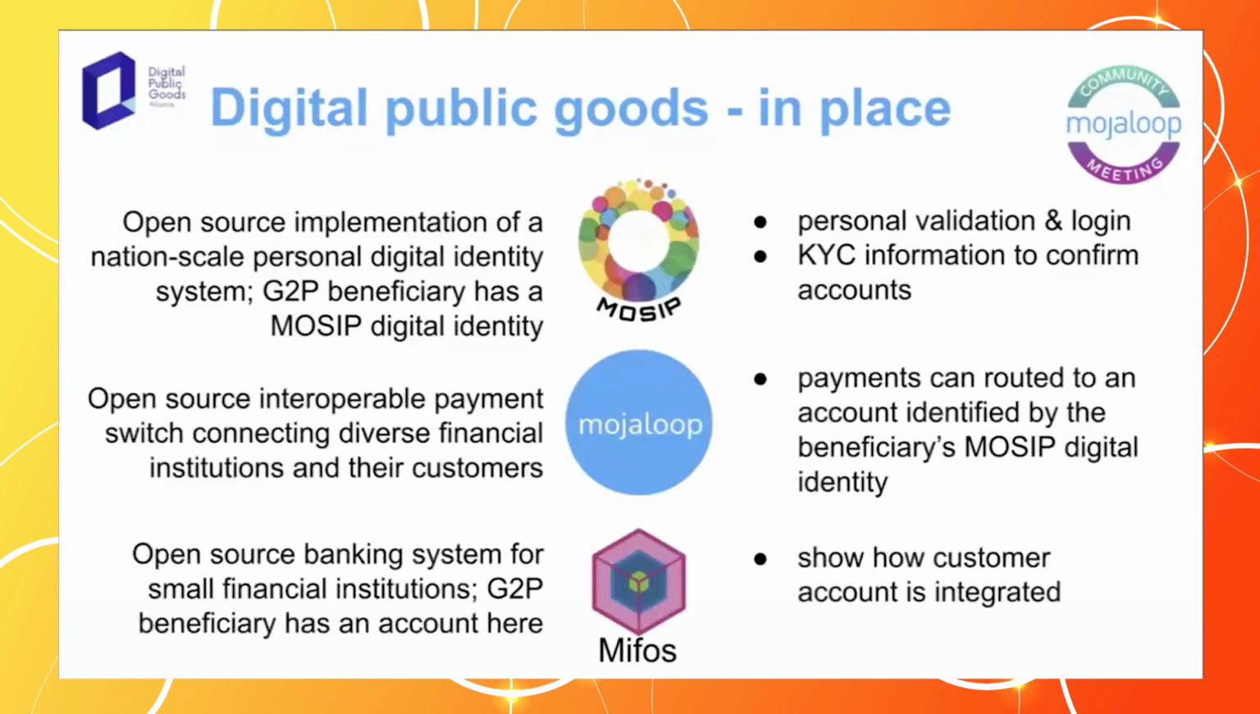And finally, we have Mifos, which is an open source banking system. This is the banking system we've chosen to use for this particular demonstration. A G2P beneficiary, in the context of this demo, has an account. What's missing in terms of the digital public good projects we could work with is the OpenG2P project. And that's simply because that added an extra complexity just a little too far. So instead, we developed a concept of a port which could be integrated with G2P. You'll see that during the demo later.